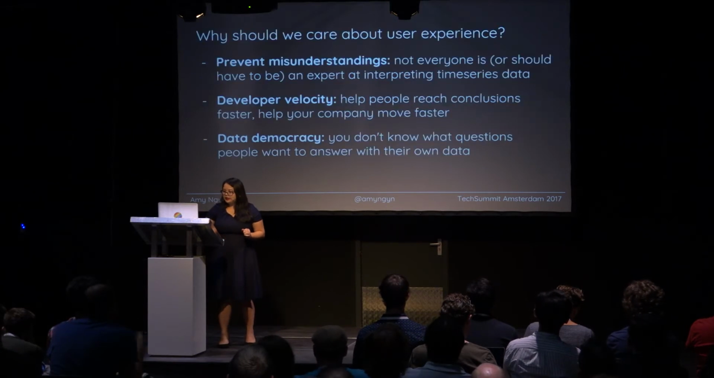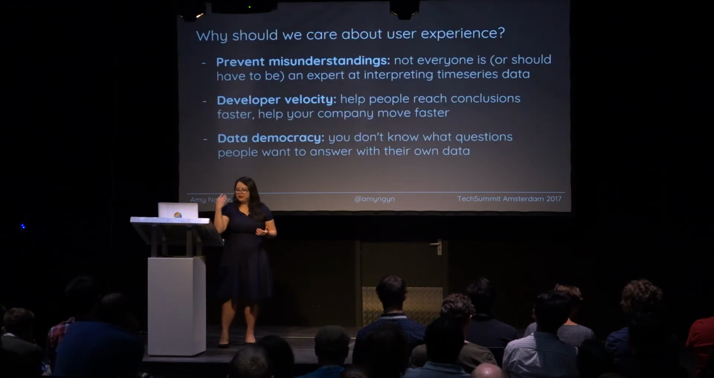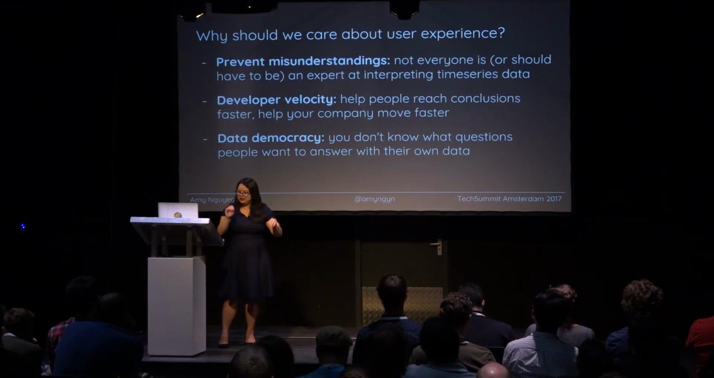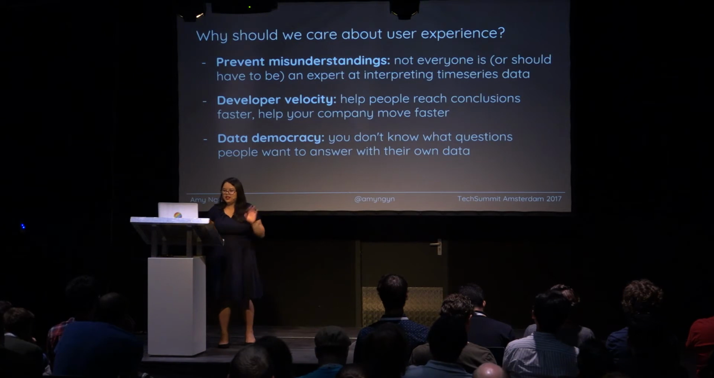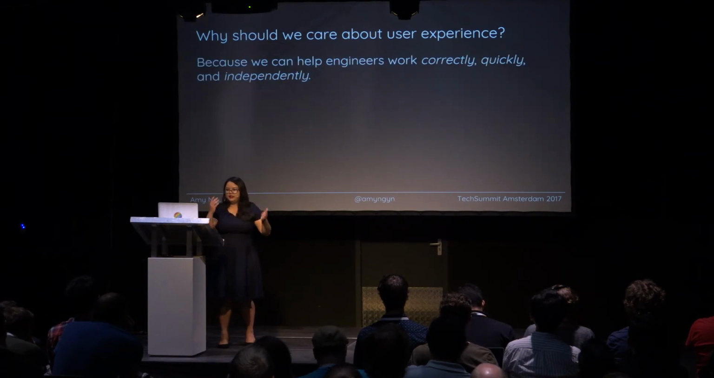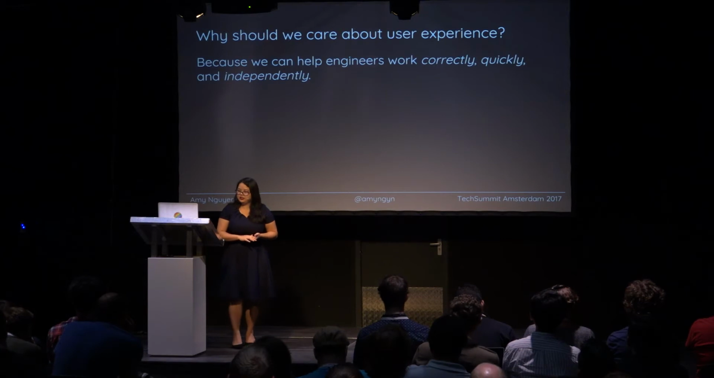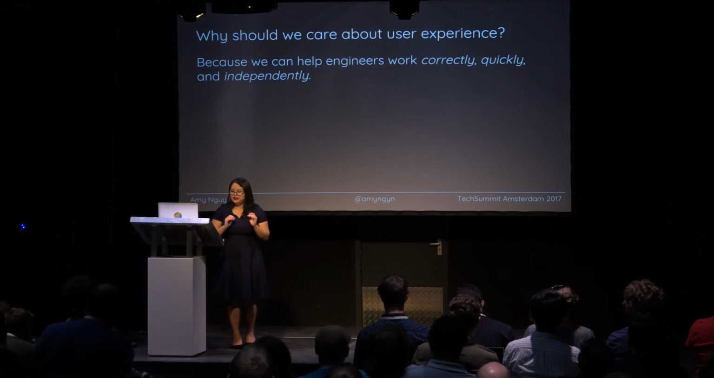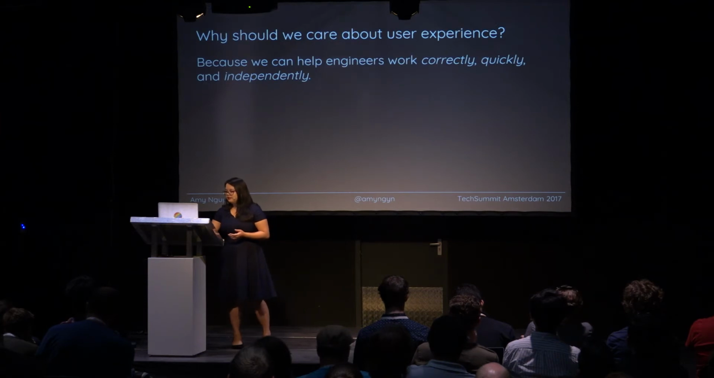And so, I said all this stuff like, we gotta prevent misunderstandings, we gotta do developer velocity and data democracy. I think those are really complicated buzzwords, and I don't think anyone's gonna remember that. So what I really want you to remember is that if we care about user experience, we can help engineers work correctly, quickly, and independently. So that's the summary of why we should care.